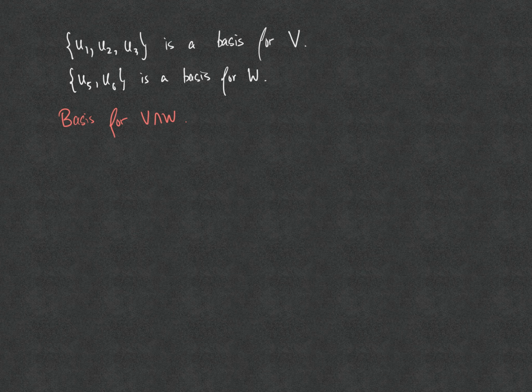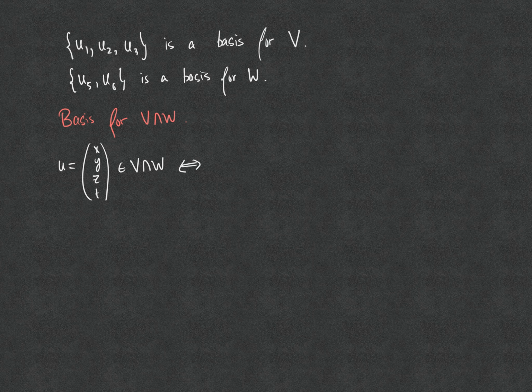Now let's find a basis for the subspace V intersected with W. First, let's see what it means for a vector U of R4, let's say of coordinates X, Y, Z, and T, to be in V and W at the same time.